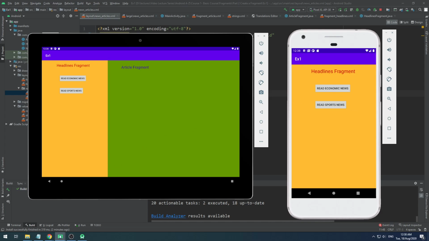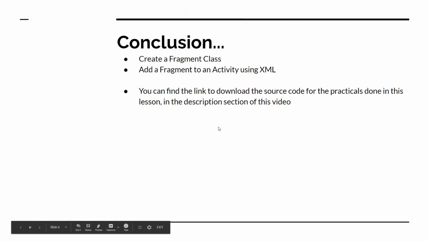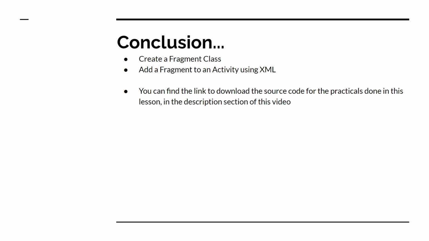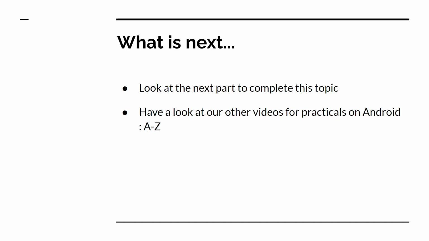Okay, let's see what's next. We did a practical demonstration. You learned about creating fragments and adding a fragment. You can find the link to download the source code. We use these references, and have a look at the next part to complete this topic. In the next part, we'll show you how to change them dynamically.